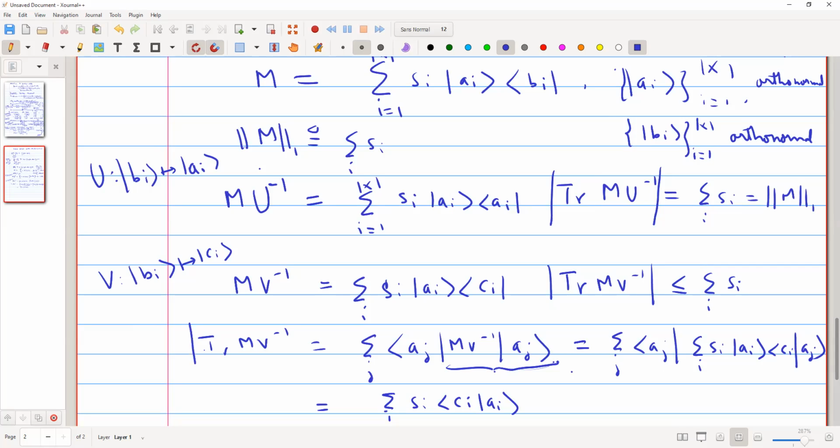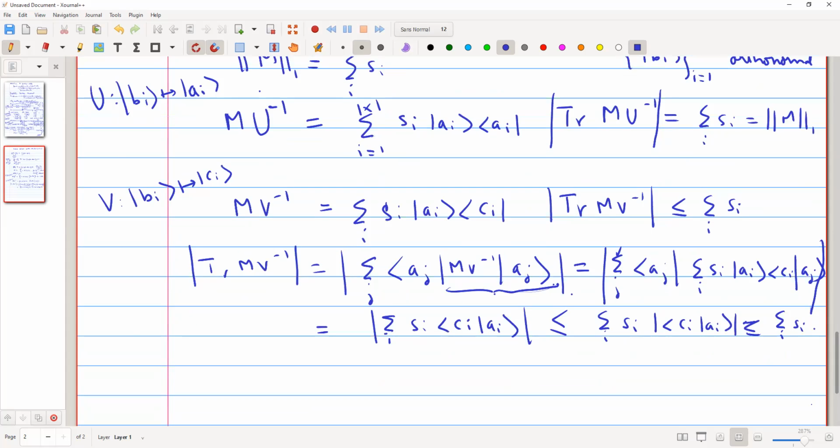And now I'm going to put mods. So mod, and now the triangle inequality: this is less than summation over I of si and then mod ci ai. And these are two unit vectors. Cauchy-Schwarz says that the inner product is at most 1, the product of the lengths is at most 1. So this is less than summation. So I'm done. So what have I proved by this exercise?